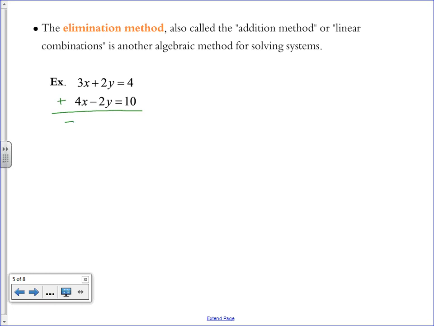3x plus 4x is 7x. The two y's cancel out, and 4 plus 10 is 14. Now I have an equation with only x in it, which I can easily and quickly solve. And that's how fast we came up with x equals 2. Of course, you do have to go back and plug it in to get y. So I'll take either of the original equations, plug our x in for x, and then isolate the y.